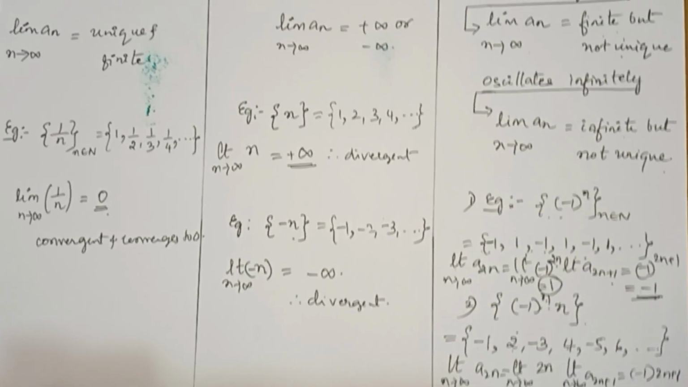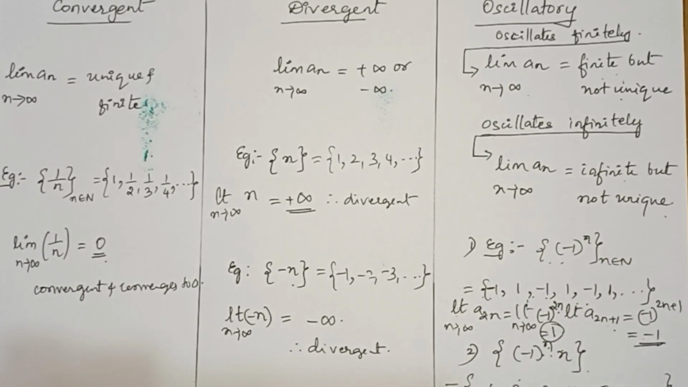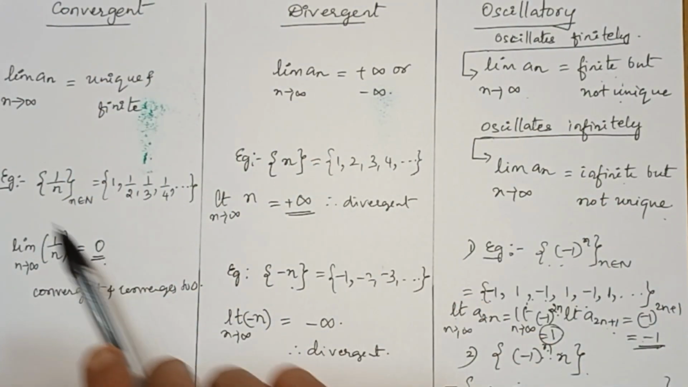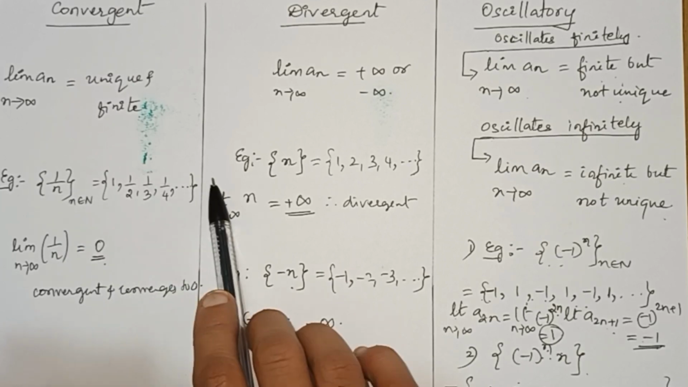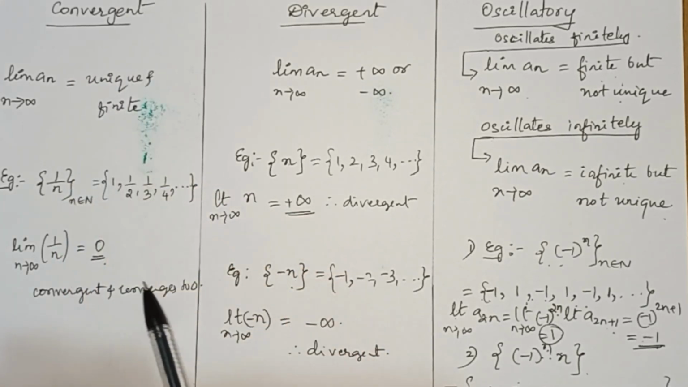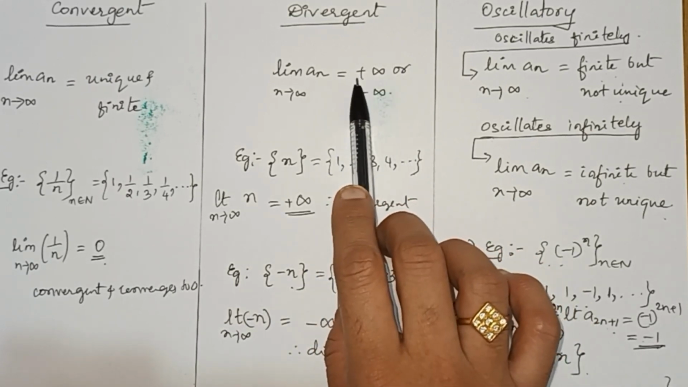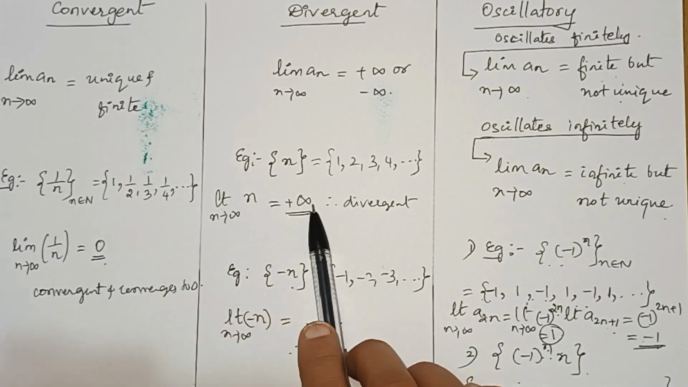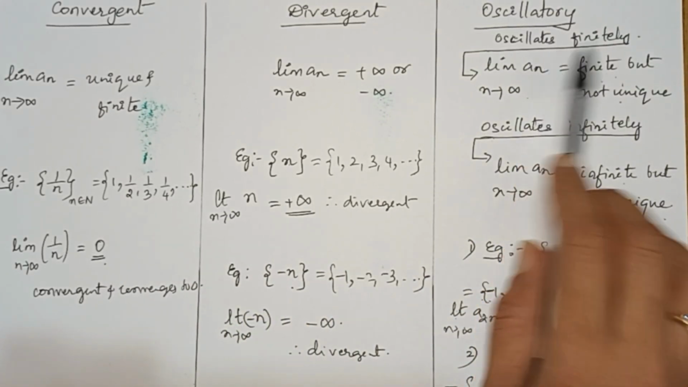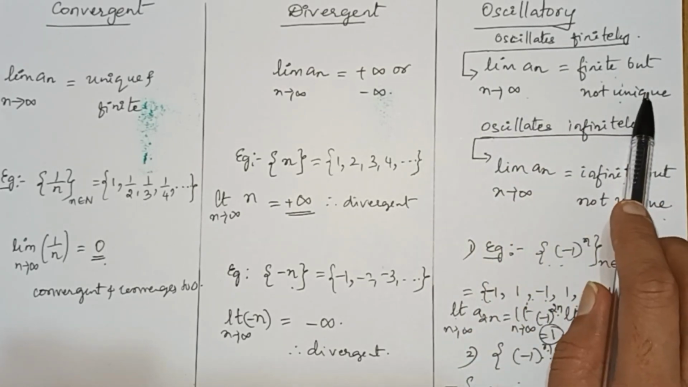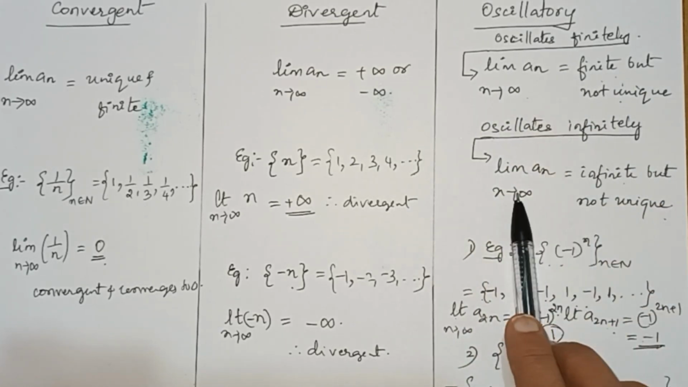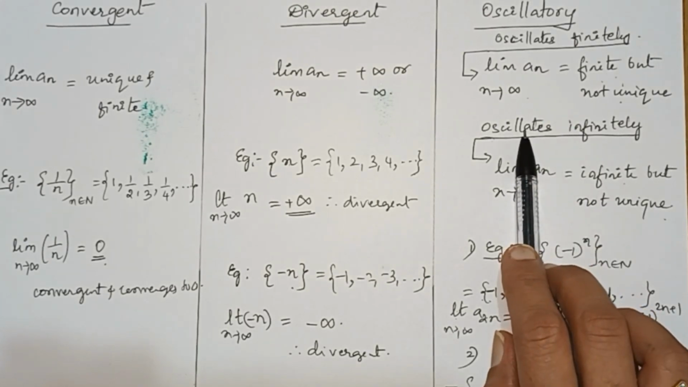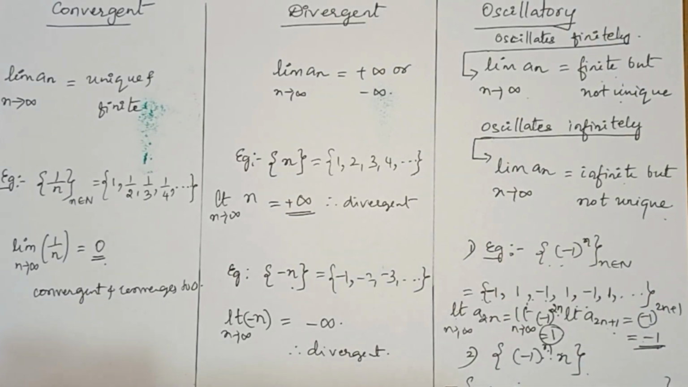Therefore, whenever a sequence with the nth term is given, to check convergence, divergence, or oscillation, you always have to find the limit of the nth term of the sequence. If it is unique and finite, it is convergent. If it is either plus infinity or minus infinity, it is divergent. If it is neither convergent nor divergent, then it must be oscillatory. If it oscillates between finite values, it oscillates finitely. If it oscillates between infinite values, then it is called oscillating infinitely. Hope you understood this concept. Thank you for watching.